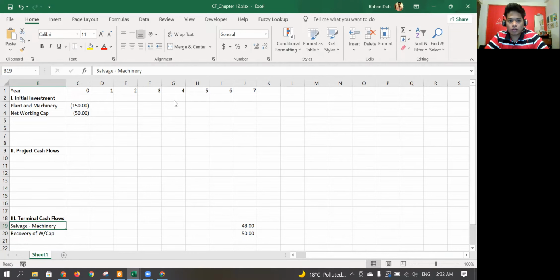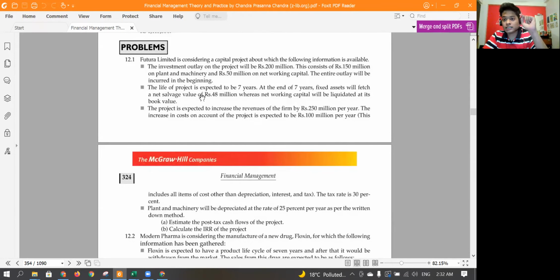Okay. Now, because there is salvage value, when you calculate depreciation, what will be the depreciation? 150 million minus 48 million divided by 7.